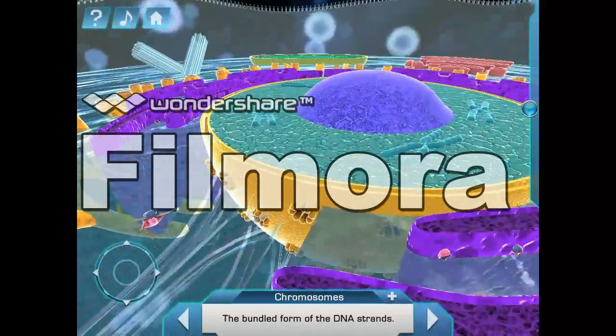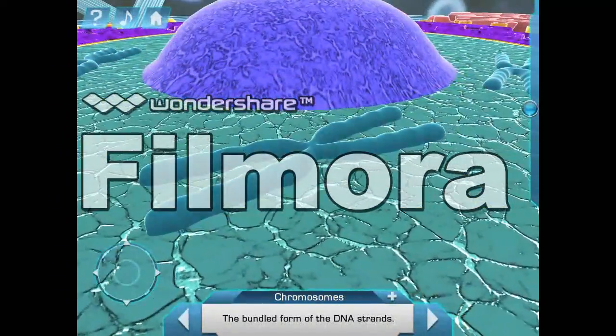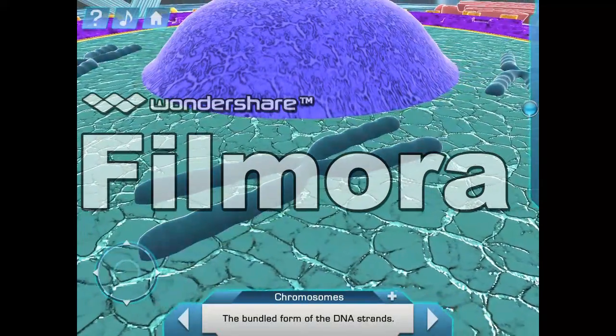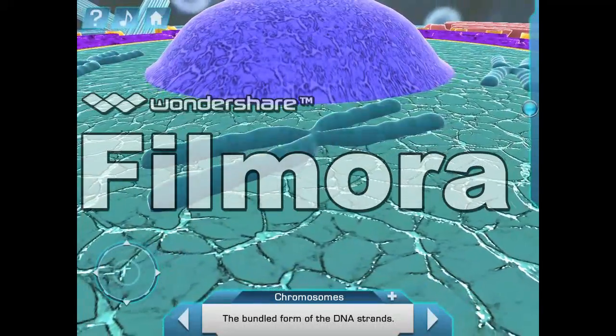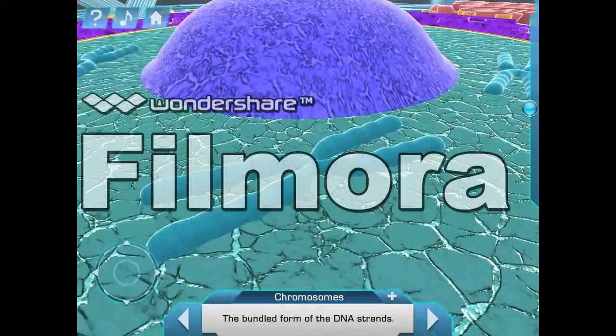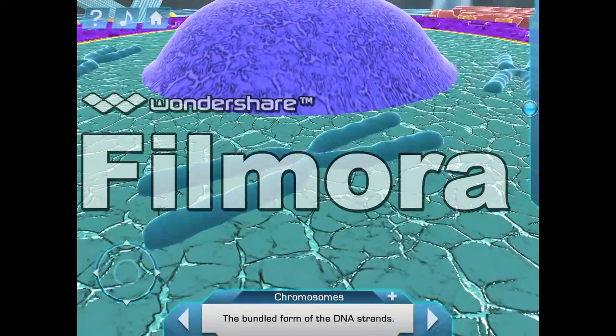Next, we're going to take a look at the chromosomes. The chromosomes are located inside the nucleus. And they are the compact form of DNA, that allows for better storage. And now, next, I want to take a look at the nucleolus.